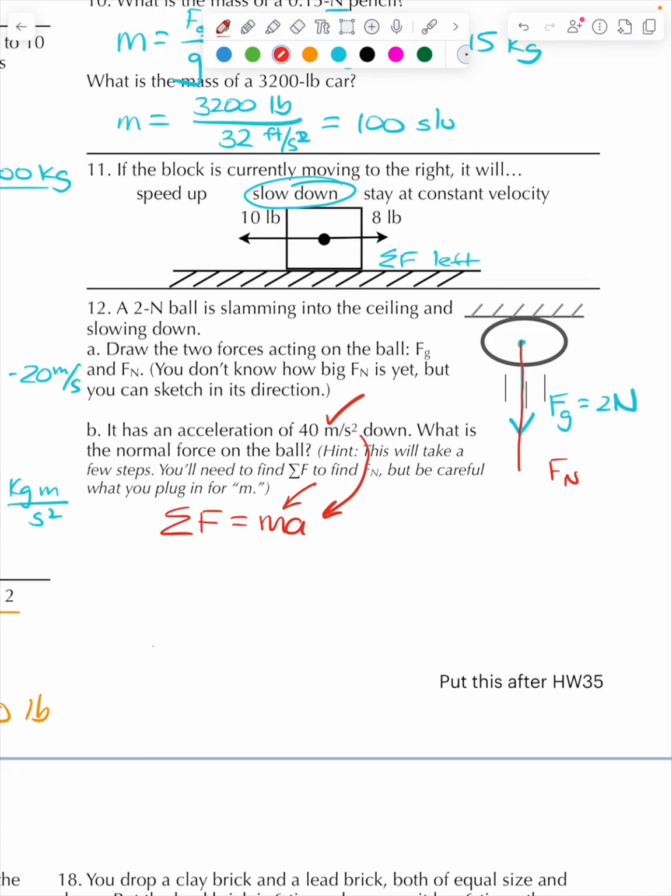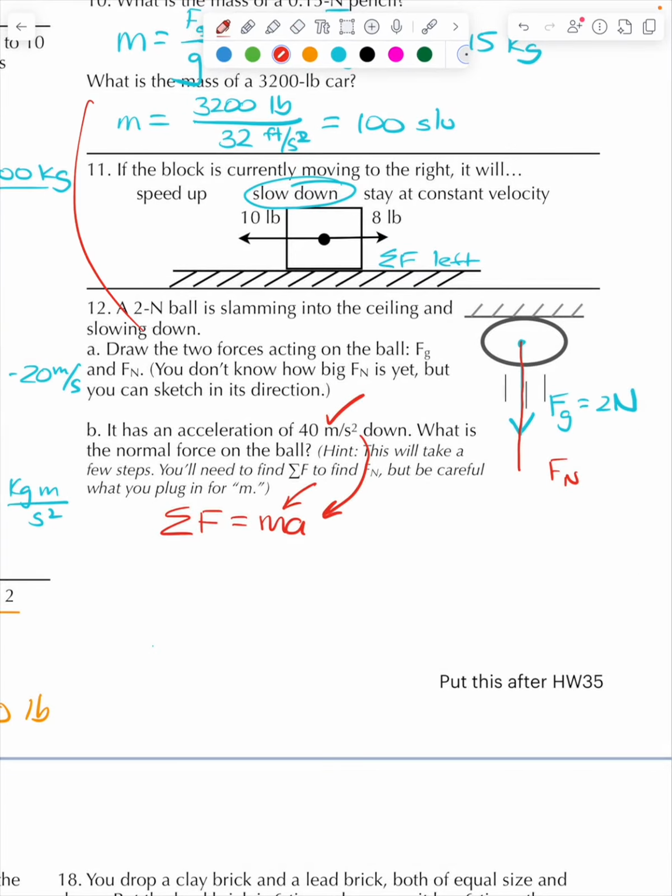But the first thing was to find the net force, because I don't have an equation that's like the normal force equals something, something, something. So we always get the normal force just by looking at all the other forces acting on the object and logically figuring out what the normal force must be. So how do I get the mass?